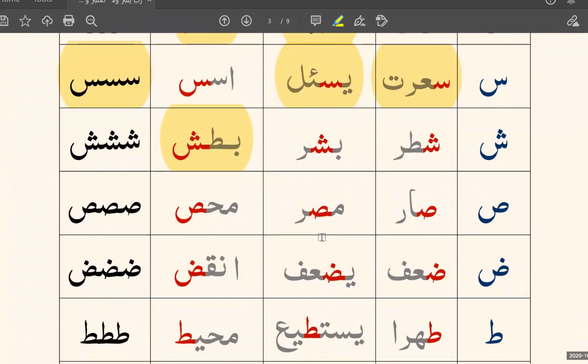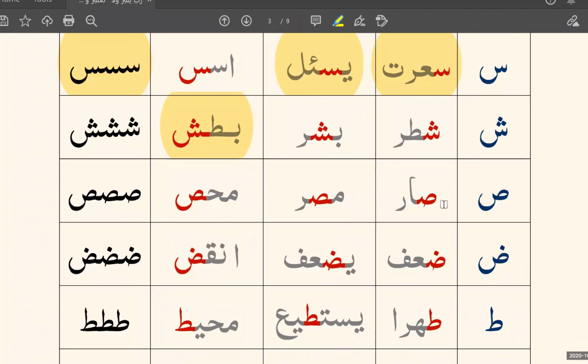Sin, Shin, Ta, Ra, Ba, Shin, Ra, Ba, Ta, Shin. Okay, good. 3 times sheen. And now the next letter? Sod, no, sod. Yeah, this is sod.